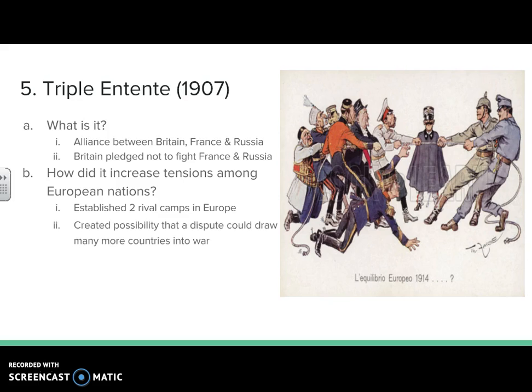The idea now is that with all these great powers linked into these military alliances, at any point there can be a dispute that can draw two of these countries into a battle or possibly into a war, and because of these military alliances, that will also pull in the other powers into a war all at once.